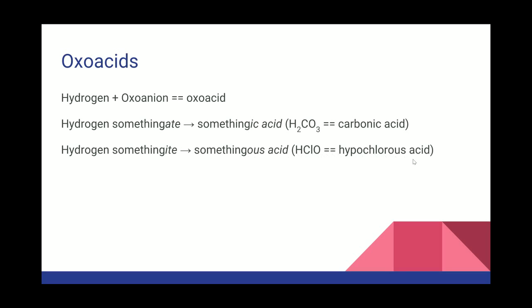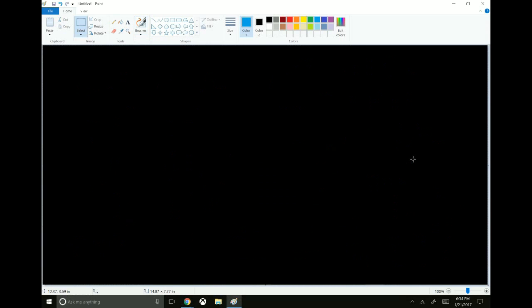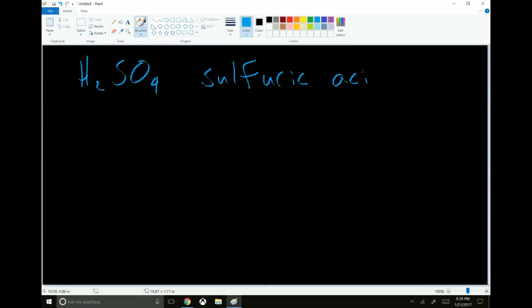It's not a perfect system. Once again, I blame the Germans. But it's what we have, and I don't think it's going anywhere. The oxoanions and the oxoacids are the ones that are here to stay forever. Because once again, we use them all the time. So H2SO4, hydrogen sulfate, becomes sulfuric acid. H2SO3, hydrogen sulfite, becomes sulfurous acid.